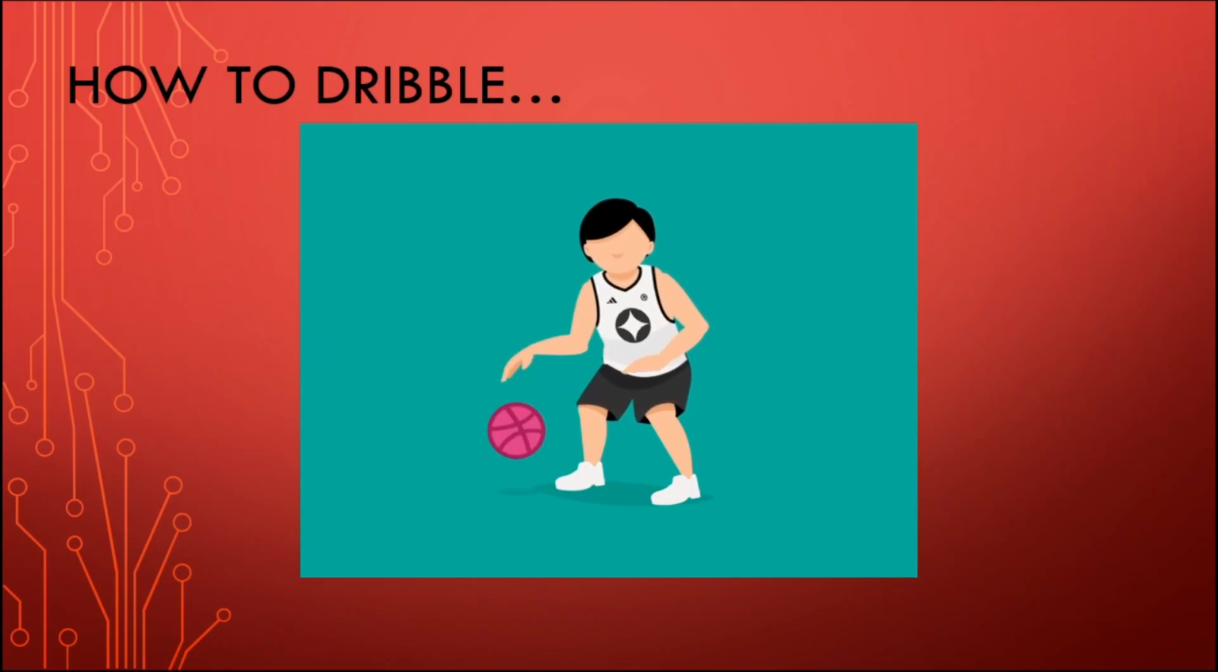Basketball is played on the tips of your fingers and the balls of your feet. Use your forearm and wrist to bounce the ball. Don't look at the ball, rather keep your head up and eyes forward. You must learn to use either hand, so when doing drills, always work with both hands. So that is how to dribble.